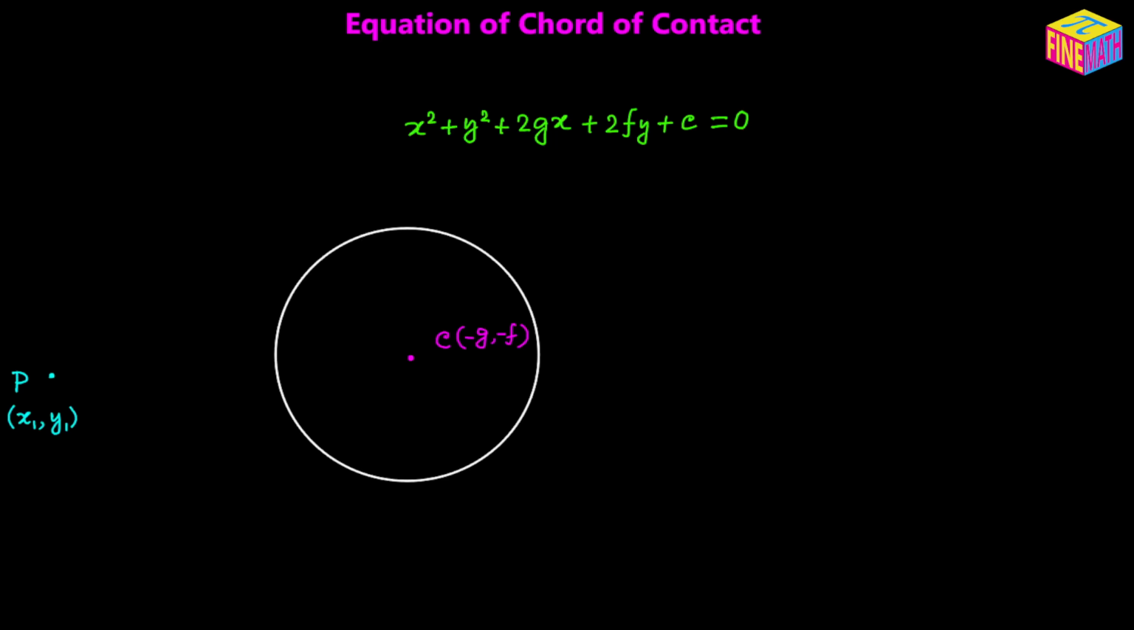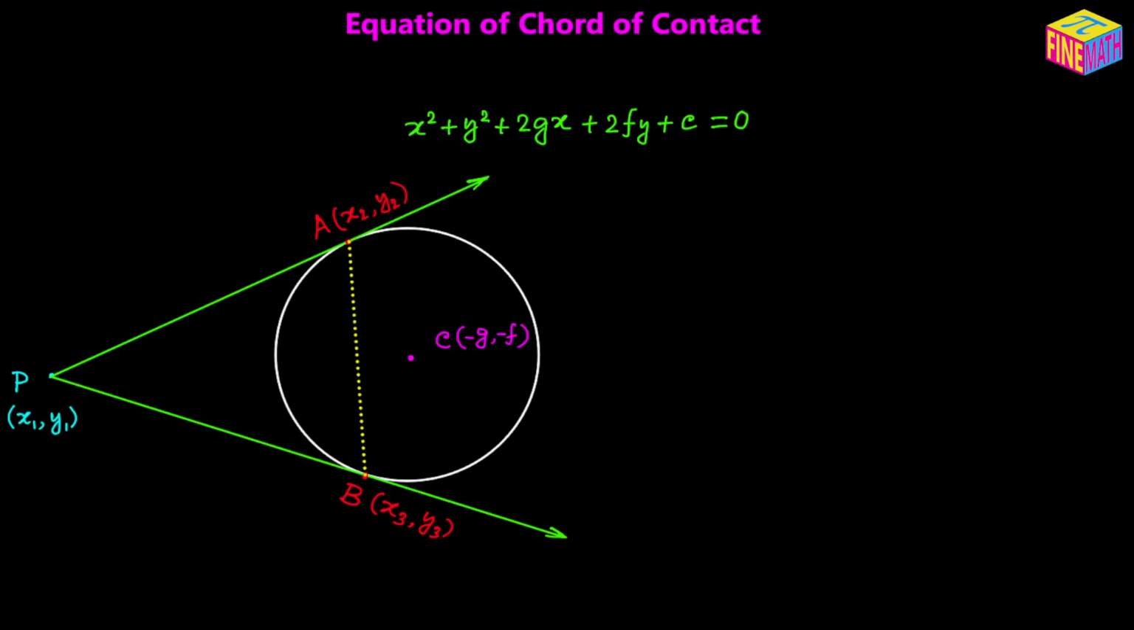Next, I am going to draw the two tangents from this point onto the circle. Here is the first tangent. Let's suppose the point of contact is A, and let's assume that the coordinates of that point are x sub 2, y sub 2. Next, I am going to draw the second tangent. Let's suppose this is the second tangent, and let's suppose the point of contact for this tangent is B, and let's suppose B's coordinates are x sub 3, y sub 3.